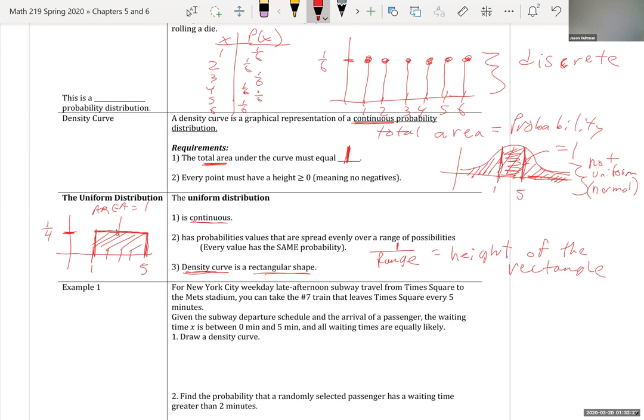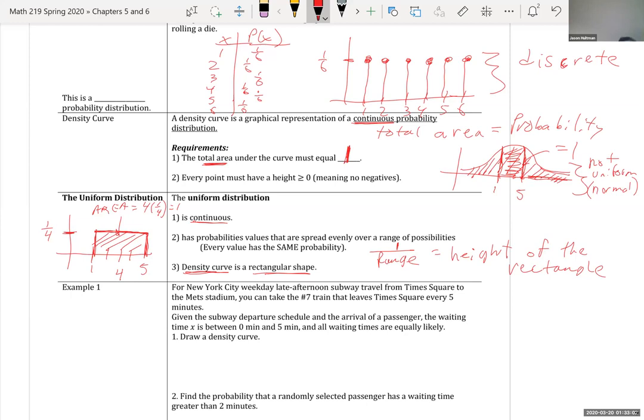Okay. And if the area has to equal 1, then, well, what's the width of my rectangle? The width of my rectangle is 4. What's the height of my rectangle? It's 1/4. And so what's 4 times 1/4? Well, it's 1. So the area, we would say here in my example, is 4 times 1/4, which is equal to 1. So going from 1 to 5 gives me my whole area, or all my probabilities of occurring.